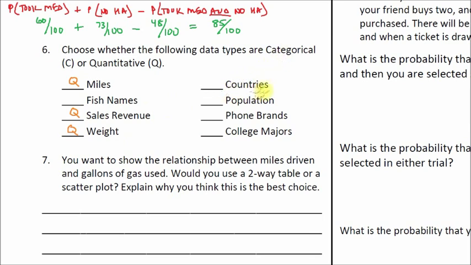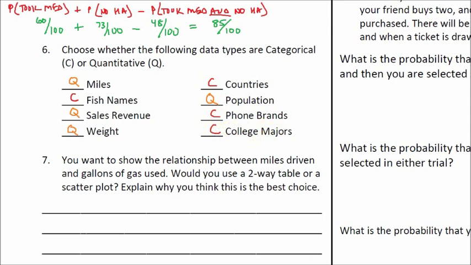Countries, those are names, so those aren't quantitative. Population, that would be how many people live in a certain area. That's a number. Phone brands, Apple, Samsung, those are not quantitative. Then college majors, economics, math, biology, those are not quantitative. So all of our quantitative ones are already labeled. That means fish names, countries, phone brands, and college majors are all categorical.